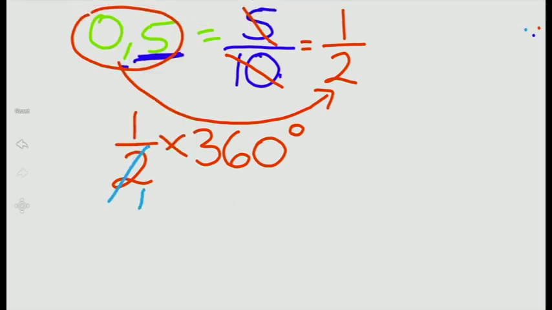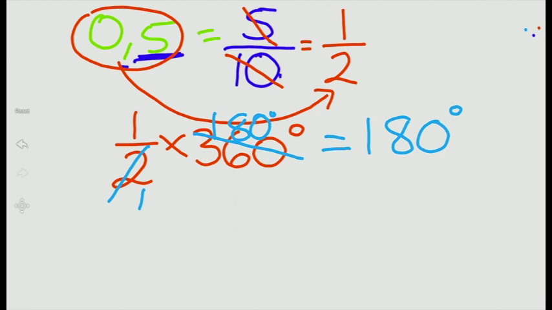Then you can start doing your divisions. How many 2s here? 1. How many 2s here? 180. 180 times 1, that is 180 degrees. This is what is going to be plotted and measured in your pie chart. Most of you get confused when you see decimal fractions. Convert them to common fractions and then move on to your sector size.